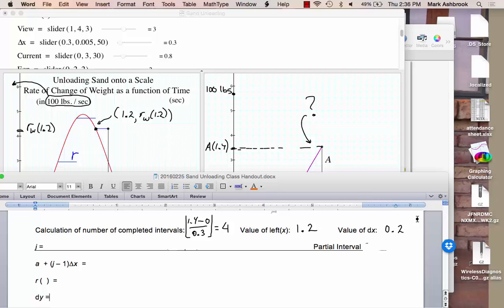So we said there are 4 completed intervals. So J is going to start at 1, and it's going to march up. 1, 2, and where's it going to stop? So put a vertical line like this. J is going to start at 1, and then it's going to be 2, and what's the last value it's going to be?